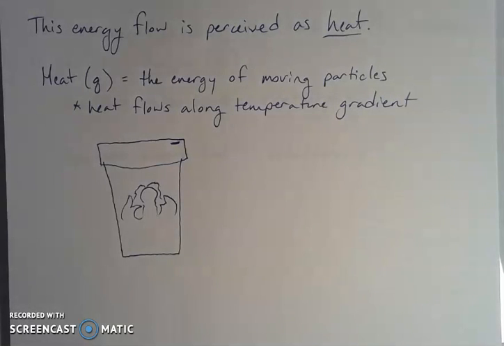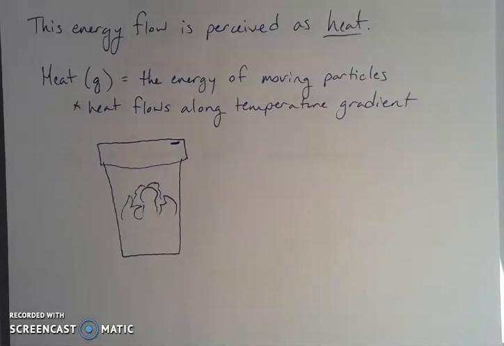You've probably experienced this if you've gone to a football game outdoors in the fall, right? So you go and they have those metal bleachers, and you sit on those metal bleachers, and all of the heat from your butt immediately moves into the cold bleachers, right? That's that heat flow along a temperature gradient.